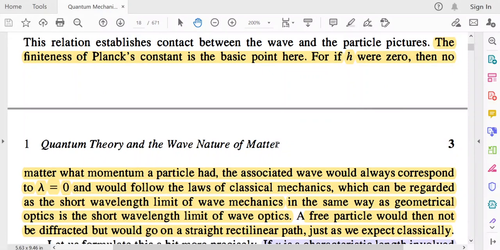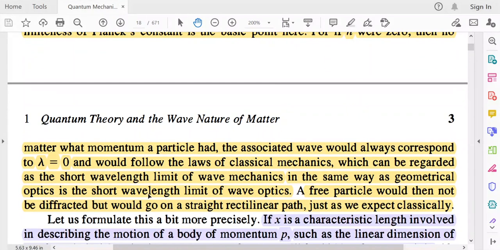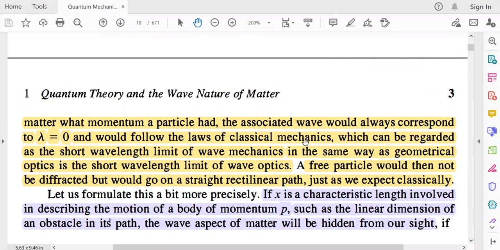We will discuss in detail later, but right now the point is that if the value of h can be neglected, although we are saying that if h were 0, but actually the point is that if we can assume that the value of h can be neglected, in that case lambda is 0. Lambda is 0 means there is no wave nature of matter, and the laws will be governed by classical mechanics, which can be regarded as the short wavelength limit of wave mechanics.